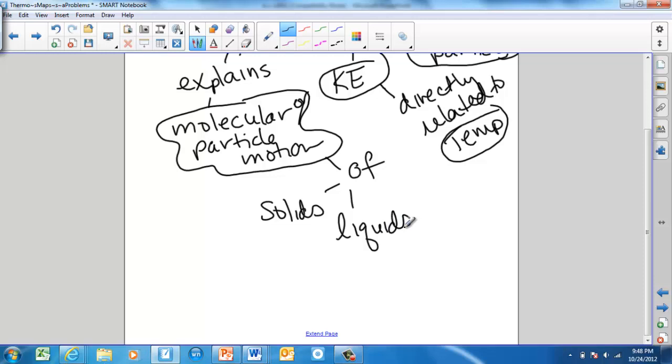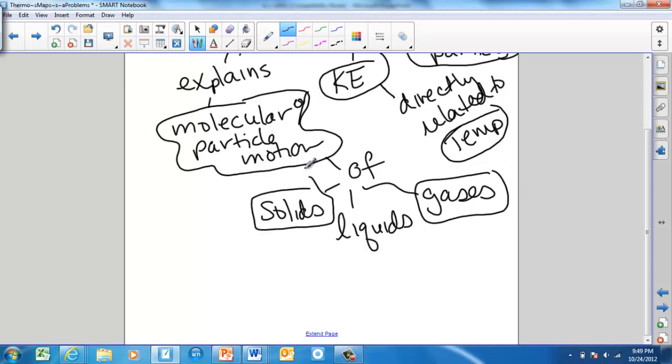liquids, and gases. Alright. Now, solids we don't really talk a ton about, other than the fact that they are in a fixed position, and the only motion that they have is vibration. Okay, so you have these particles that are very close together. They're in a fixed position. They're not going anywhere. My circles aren't coming out very well, but the only thing that they can do is vibrate back and forth.